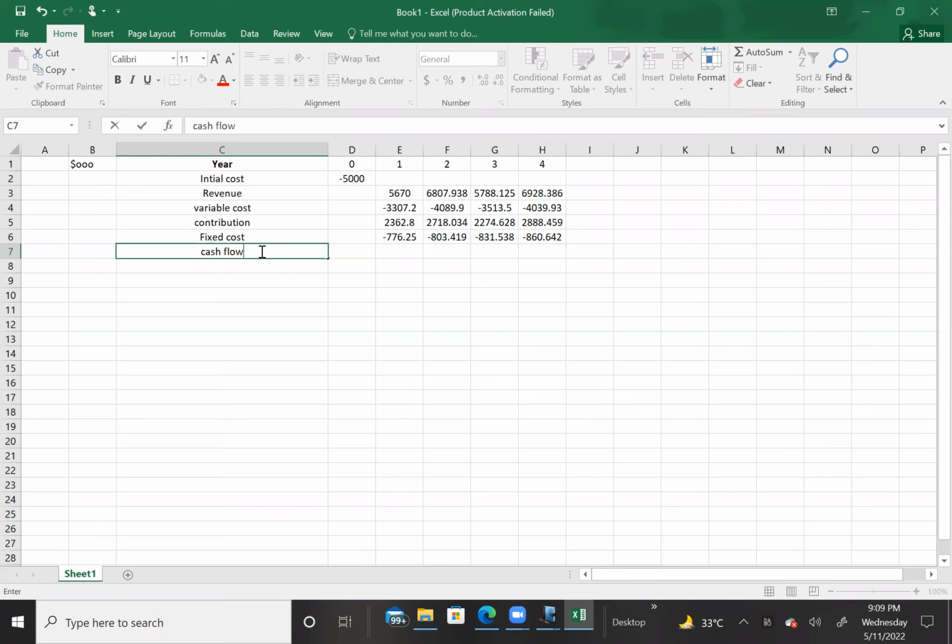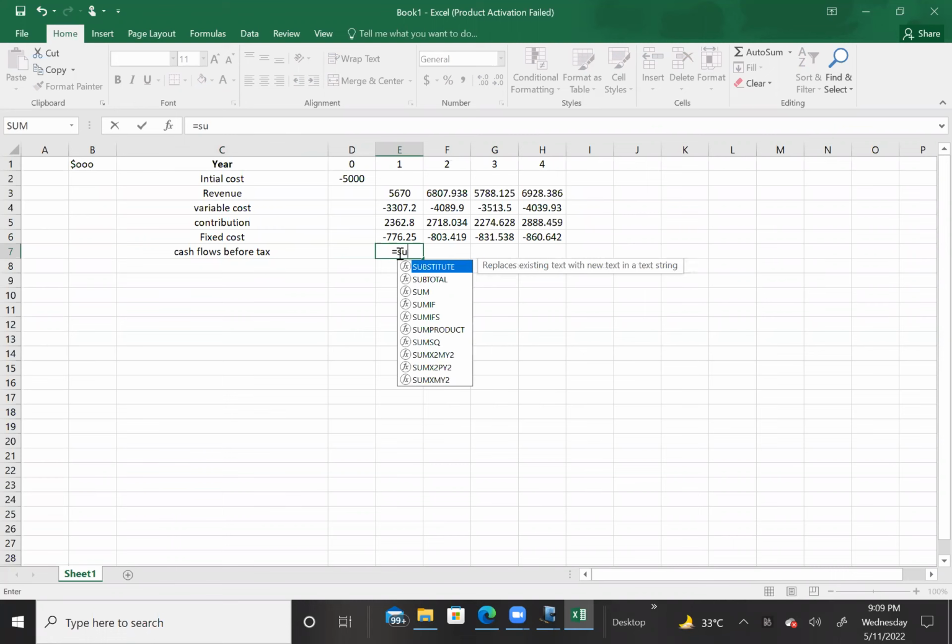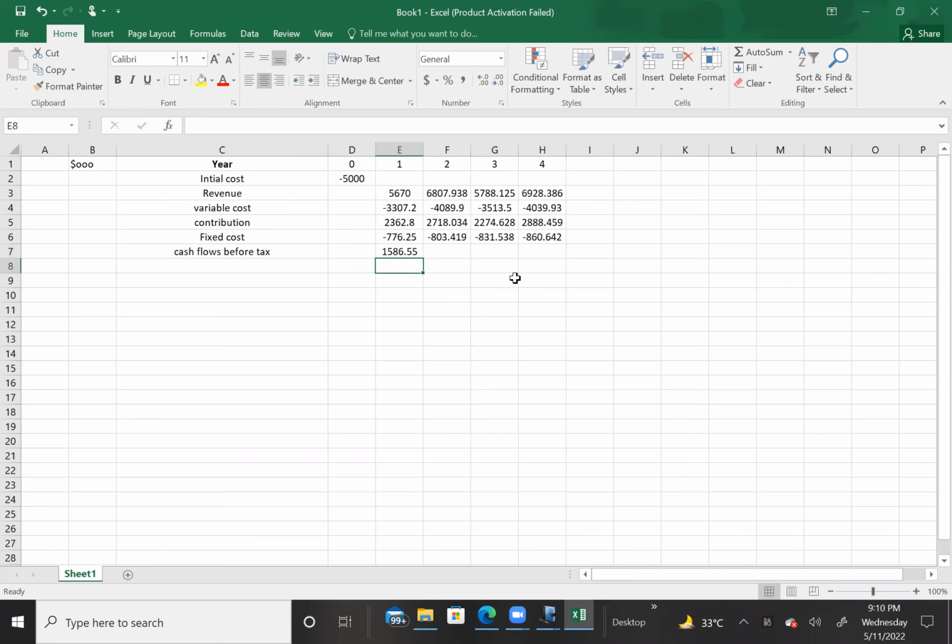And now we have cash flows before tax. Equal sum and net the contribution with this fixed cost and copy paste it. We have the cash flow before tax.